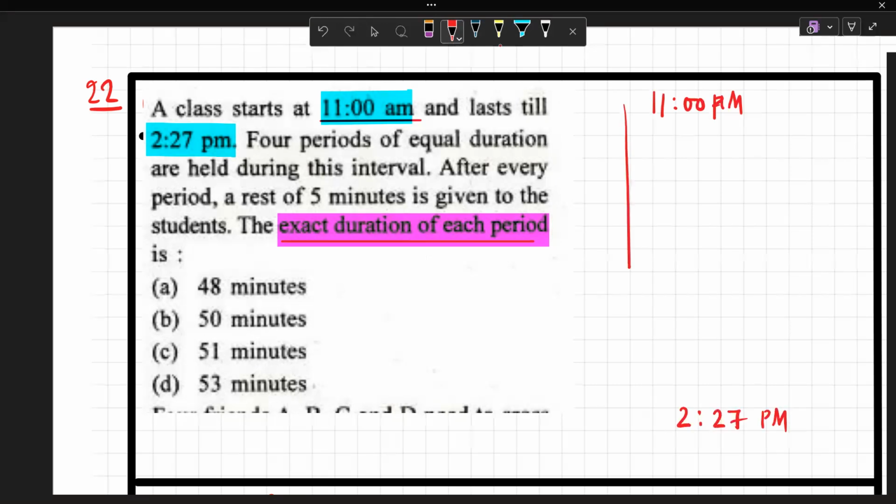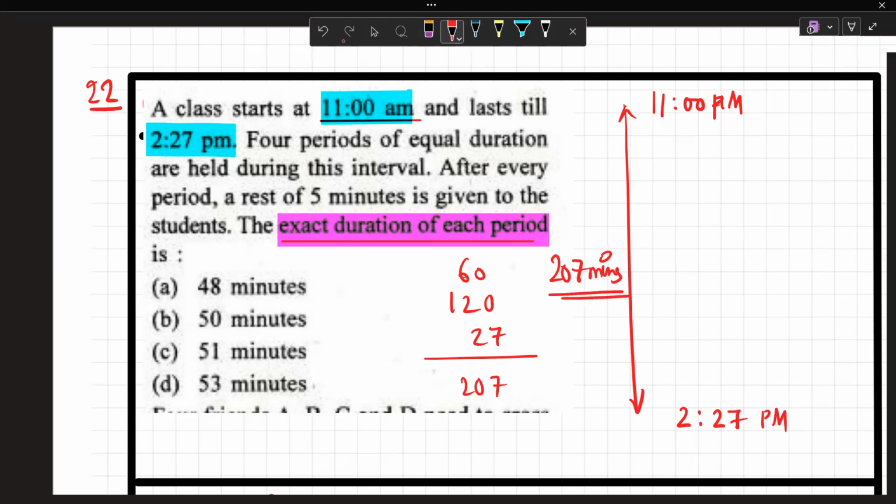So can you get the total duration? I hope you can. The total duration would be from 11 to 12, that is 1 hour, which means 60 minutes. Now 12 to 2:27 will be 2 hours 27 minutes, that is 120 and then 27. So you can calculate this. This will be 207 minutes. Is it clear? So 207 minutes is the total spread.